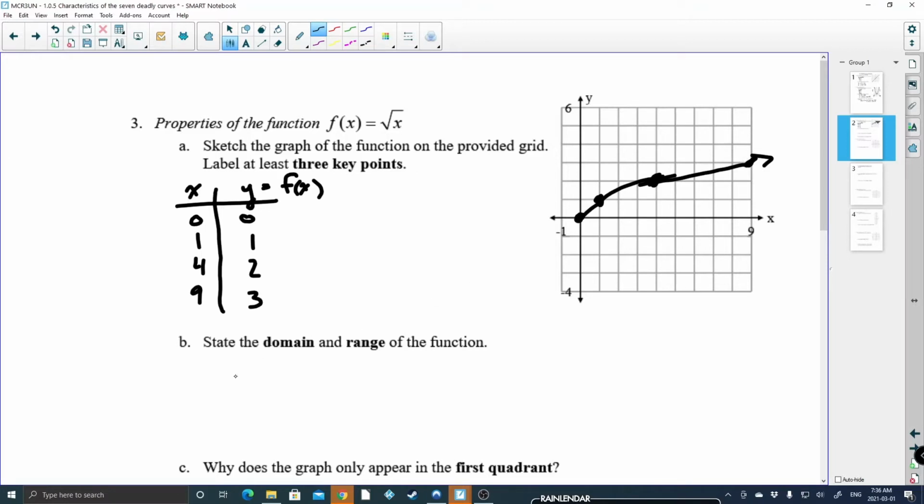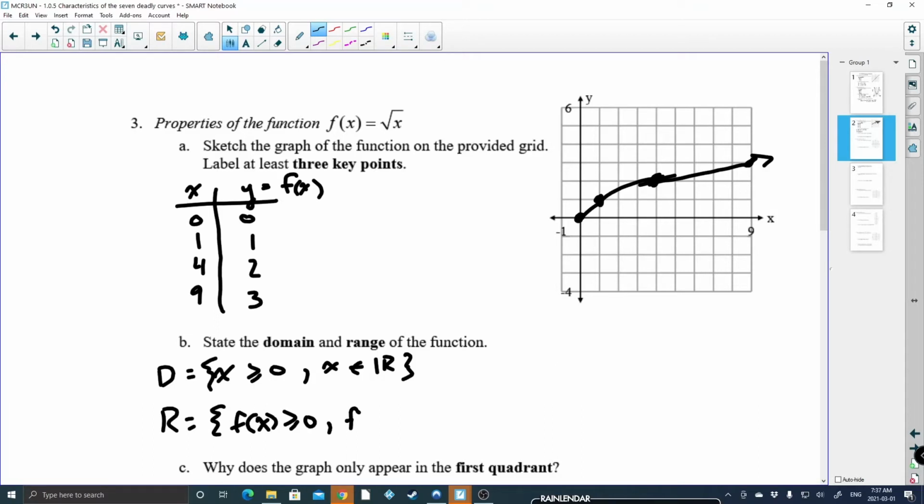So we have to write our domain and range, taking that into consideration. For our x values, x has to be greater than or equal to 0, and it can equal 0, as we did in our table, and x is an element of a real number system. For our range, what are our y values, or where do they exist? Well, they only exist above the x-axis, so f of x is also greater than or equal to 0, and f of x is an element of R.